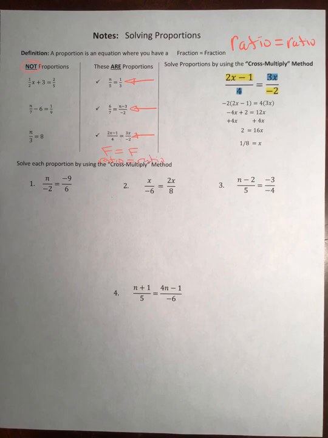Over here, notice we do not have just a fraction. So this is not a proportion. We don't have just one fraction. And here we don't have a fraction, though we could make that into a proportion by putting it over 1, and then we would have a proportion.